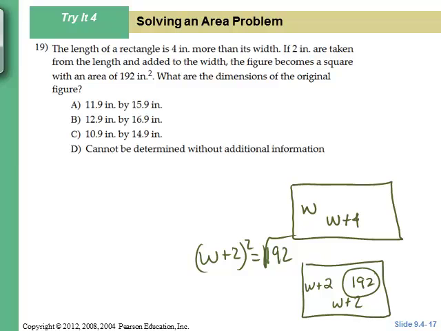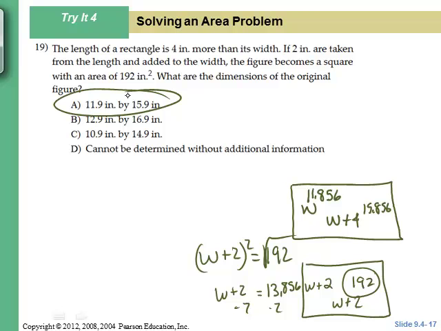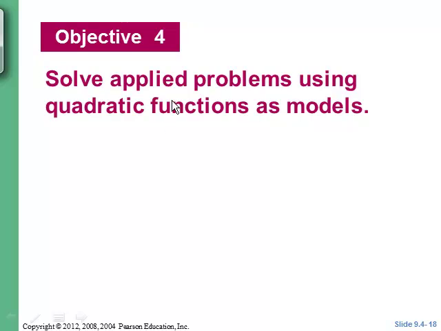The square root of 192 is 8 root 3, or 13.856, is the width plus 2. Subtract 2 from both sides. We get W is 11.856, which would make the length 15.856. That one was a lot easier than we had thought it was going to be.